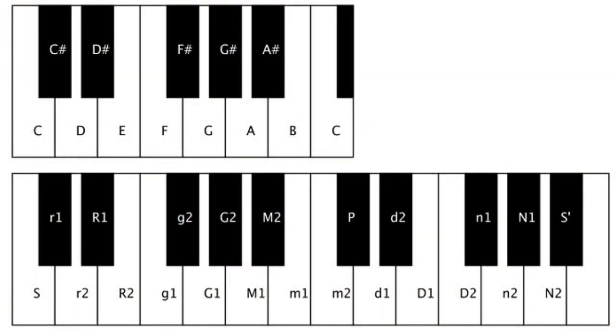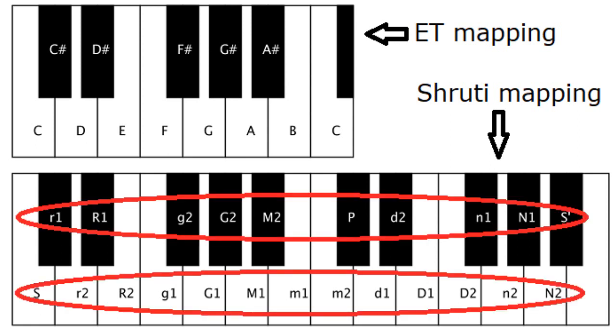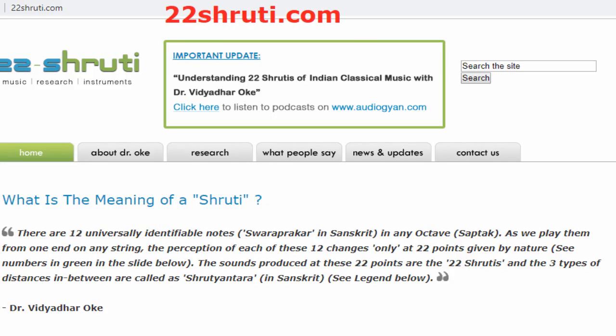So let's start with a basic question. How do we go about playing this new tuning when we don't have a dedicated 22-note keyboard? Well, the simplest thing we can do is just map the notes across a standard keyboard. This of course changes the usual meaning of each key, but we can simply label or memorize the new mapping. These here are the names of the Shruti notes, per the site 22shruti.com.